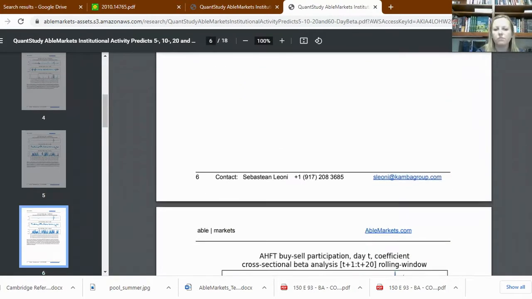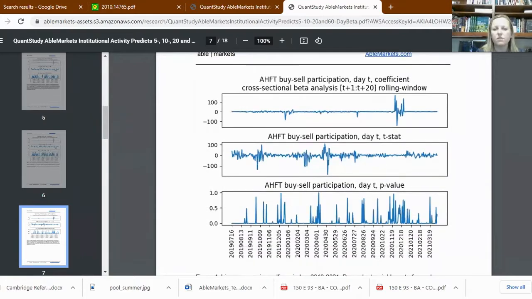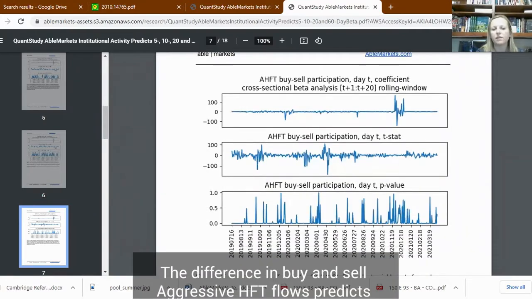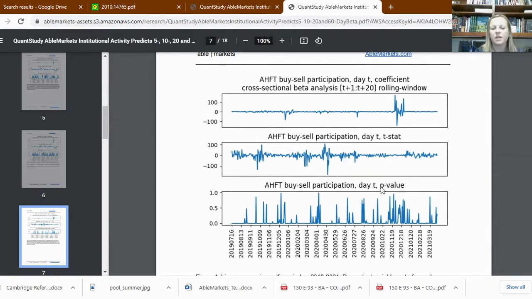Okay, next we will consider aggressive HFT participation. And here there's the difference between buy minus sell. You can see this one is actually very significant in times of high volatility. So institutional participation was not so significant in times of high volatility, but aggressive HFT is.